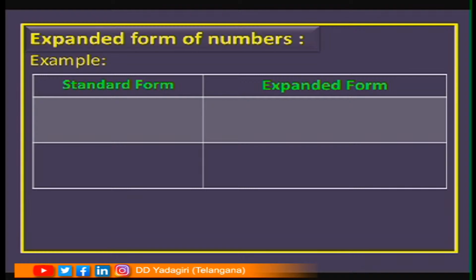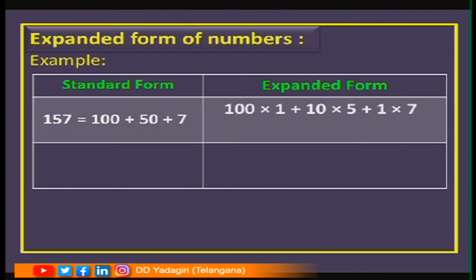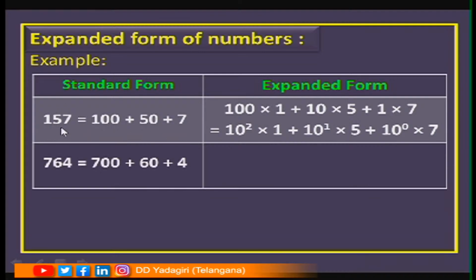Now, let us take another example, say 157. This can be written as 100 plus 50 plus 7. 100 can be written as 100 into 1, plus 10 into 5, plus 1 into 7. Further, I can write this as 10 squared into 1, plus 10 raised to the power of 1 into 5, because there is no power so I write the power as 1, and already we have seen that 1 can be written as 10 to the power of 0 into 7. So, this is how we write the expanded form of 157. Now, let us take another example, 764.